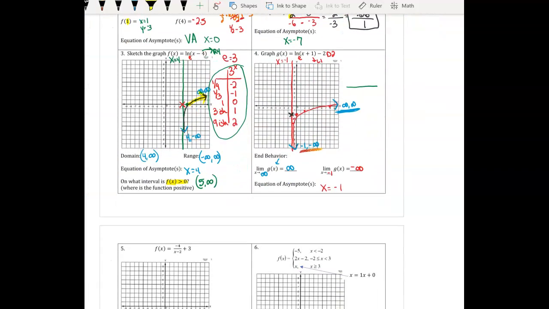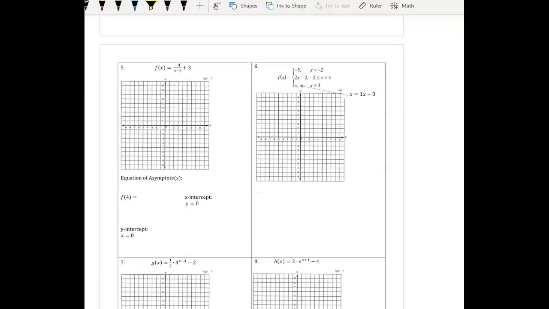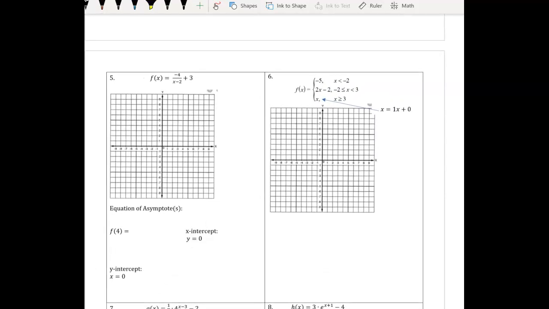All right, there's your first page. Let's start hitting the review stuff. So number 5 is actually from chapter 5, and this is where we had 2 shapes on there and we have 2 walls. So let's go ahead and deal with the transformations. So we're going to have a flip and a stretch from our numerator. We're going to go up 3 and right 2.